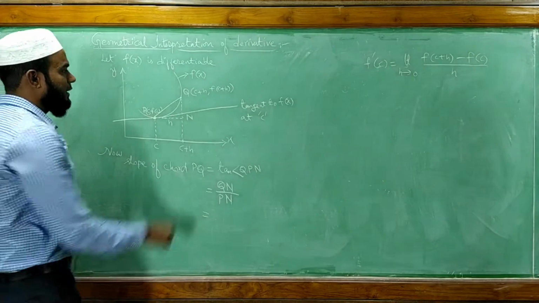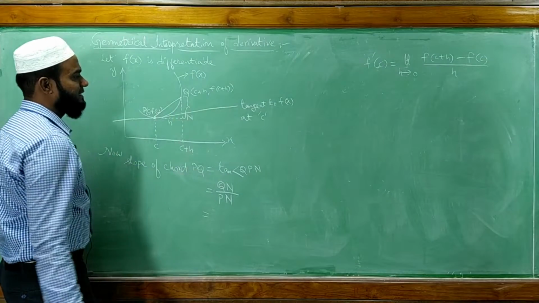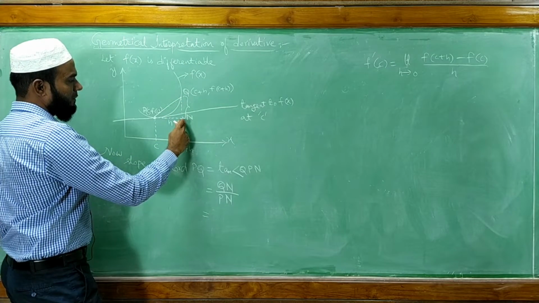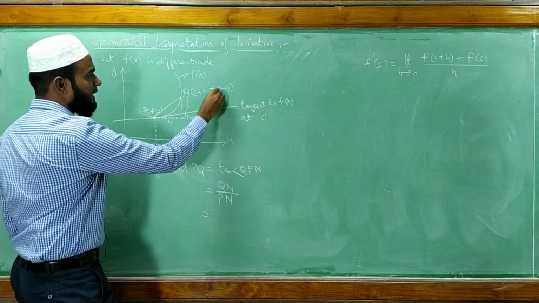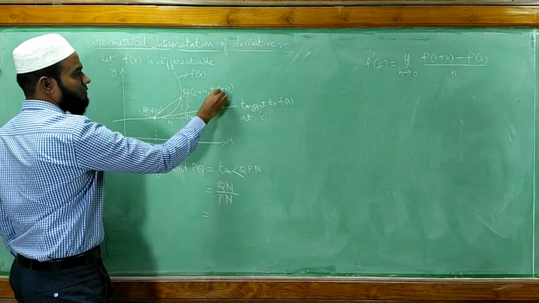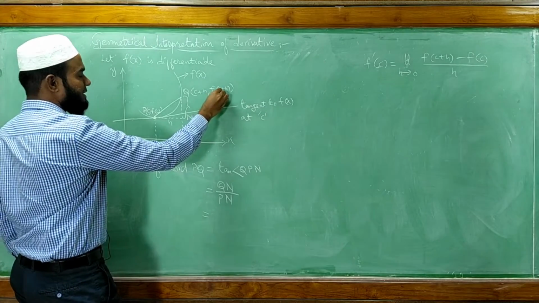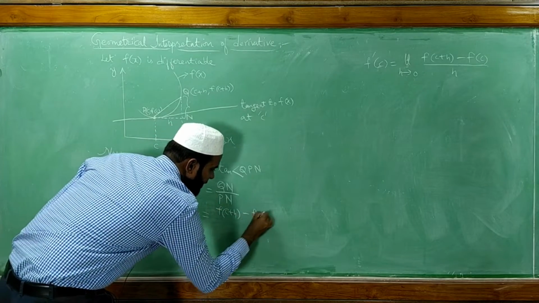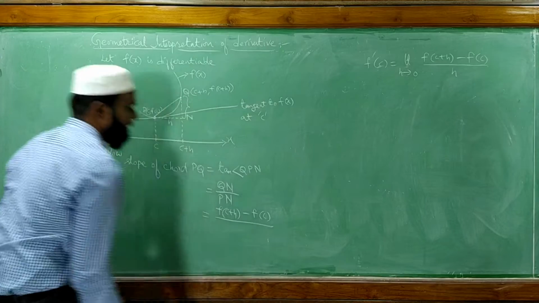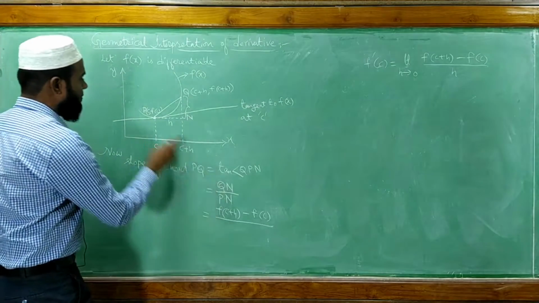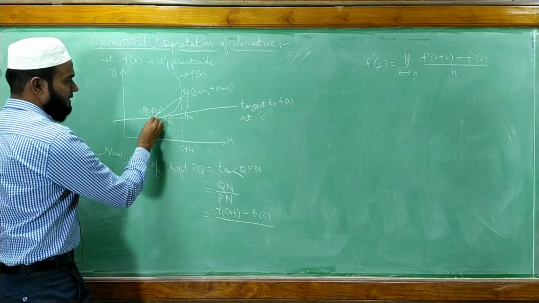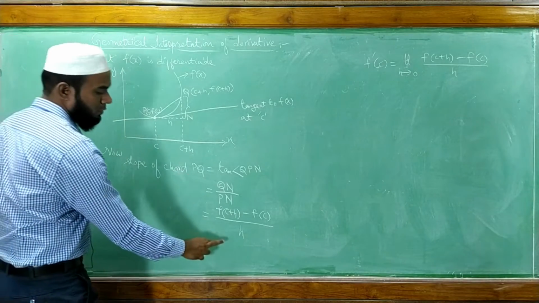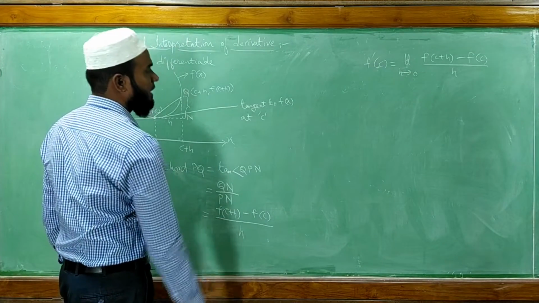What is QN? QN is this distance. This distance is given by upper point minus lower point. So how do we get this distance? We get it by this point minus this point. We have to subtract the y coordinates, that is f of c plus h minus f of c. This distance we will get f of c plus h minus f of c, right? This is divided by PN. PN means this distance. This distance is given by h, right? So we got slope of chord PQ to be f of c plus h minus f of c by h.